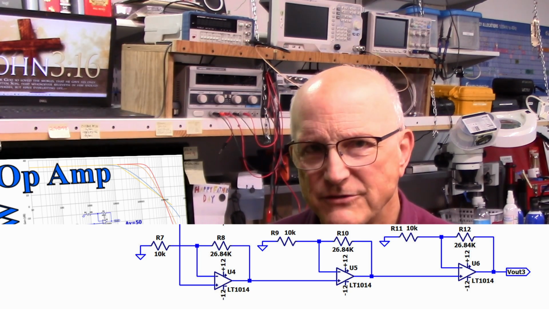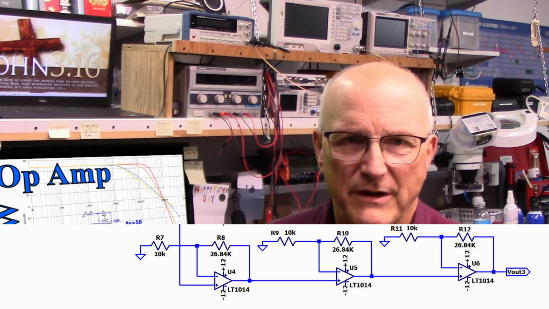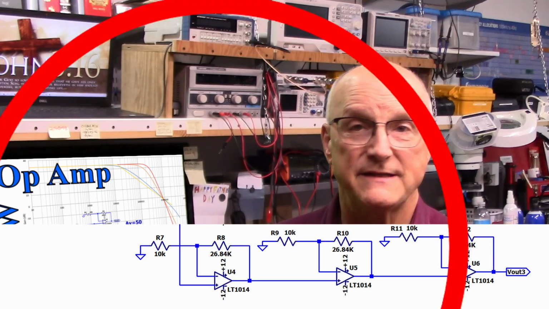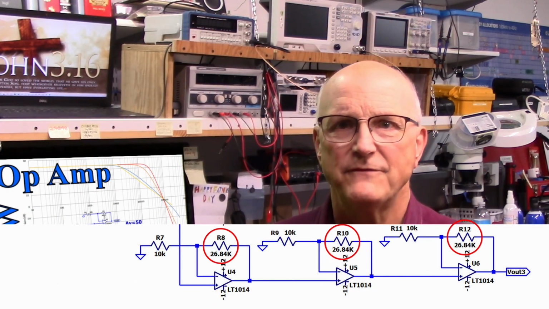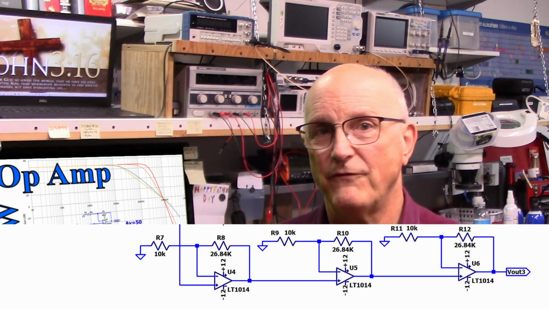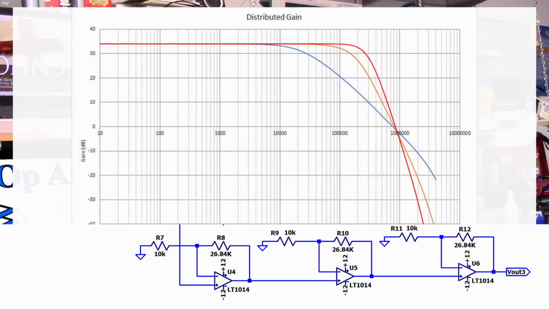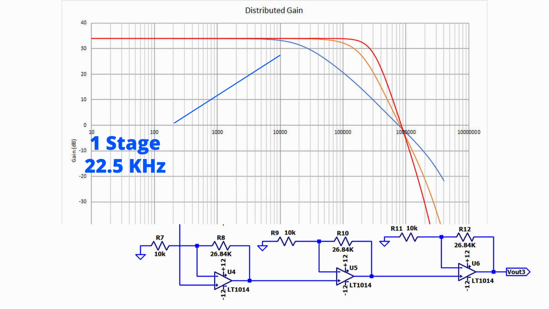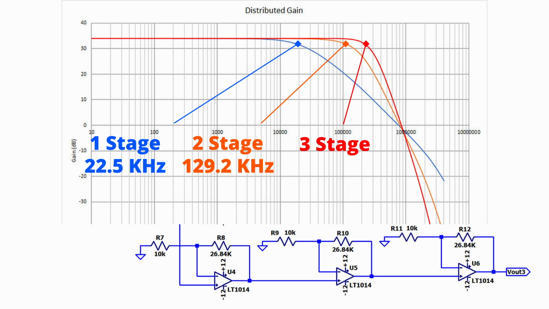So here's the final circuit. A gain of 3.684 dictates a feedback resistor of 26.84 k ohms for each of the 3 amplifier stages. And now I place the simulation results for the 3-stage on the same graph as the 1 and the 2-stage. Notice that the knee is pushed out even further. Now the minus 3 dB point is at 242.5 kilohertz.